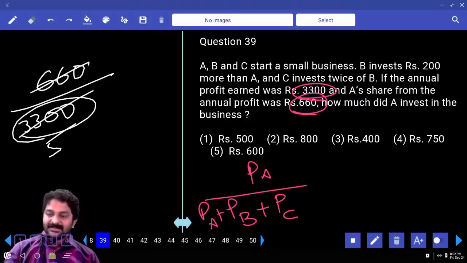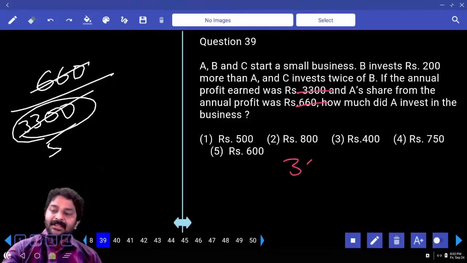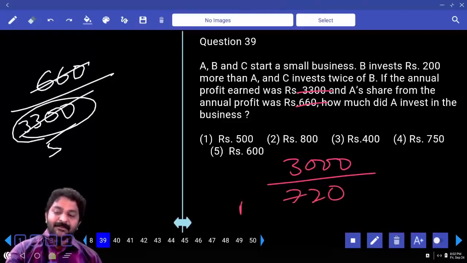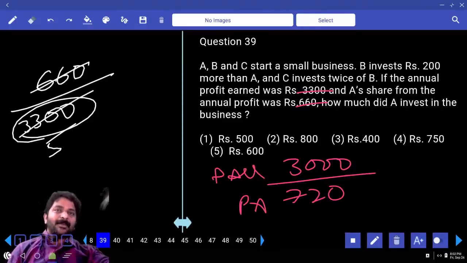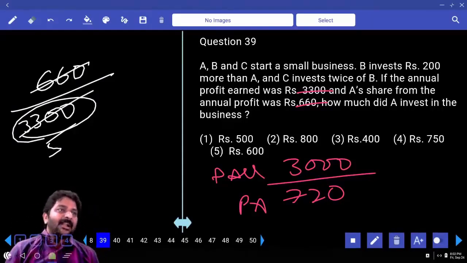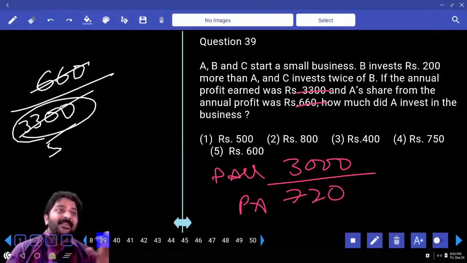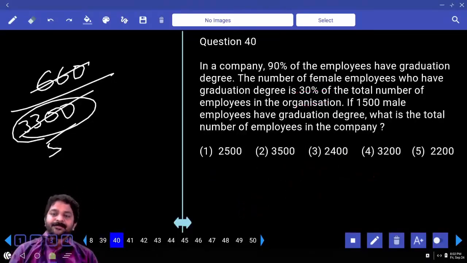So, in place of these numbers, suppose you have 3,720 or something like that. This is profit of A and this is profit of all members together. In such a case, probably we will try for profit of A versus profit of B and C together. It all depends on your numbers, how you have your numbers in the question. You can take whichever you like. Simplification should be easy, should finish in less time, and should not get messed up. Okay? Let's go next.